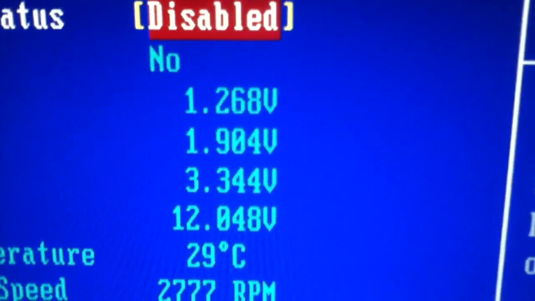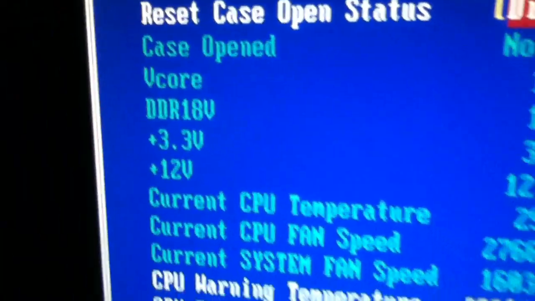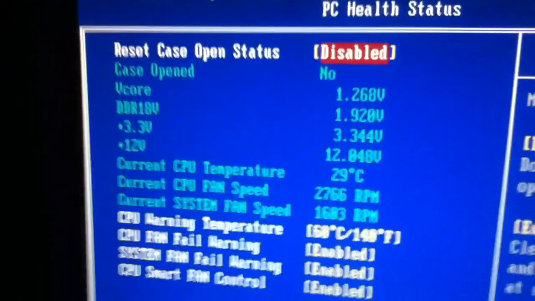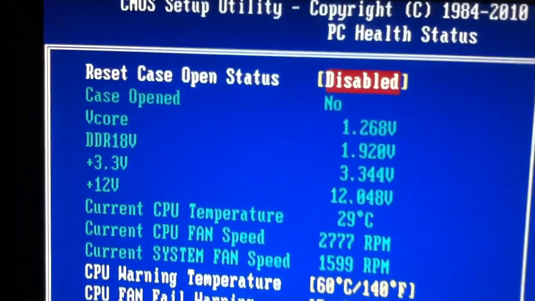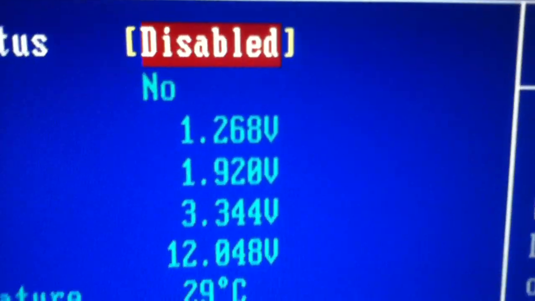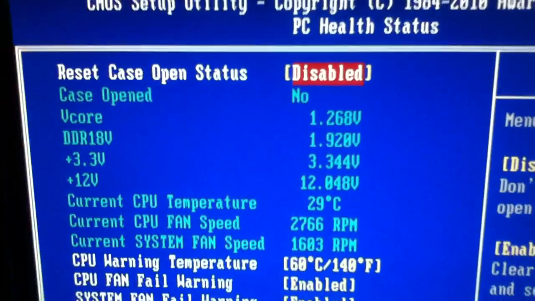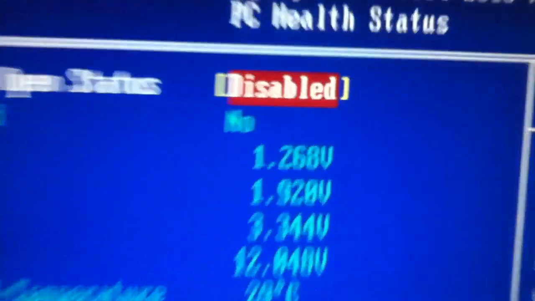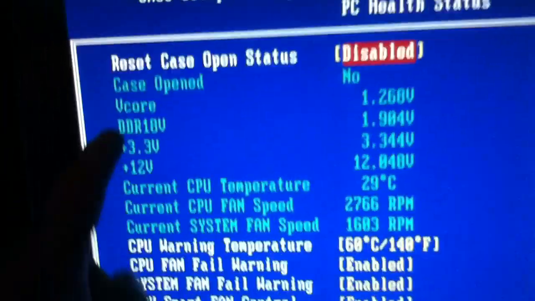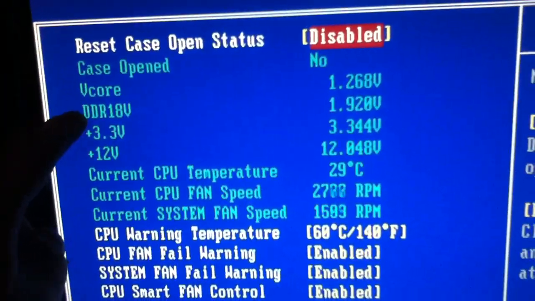DDR 18 volt, I am not sure what that is for. That could be processor voltage or RAM voltage. It's not clear to me as to what that is. VCore, I think, is CPU voltage. I am not totally sure on that one, although it might not be. I don't know too much about VCore and DDR 18V.